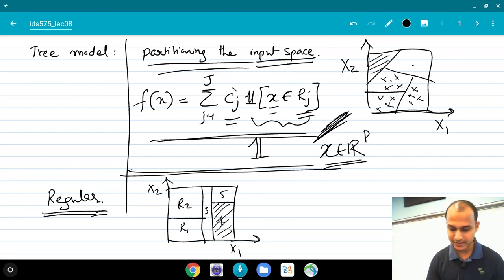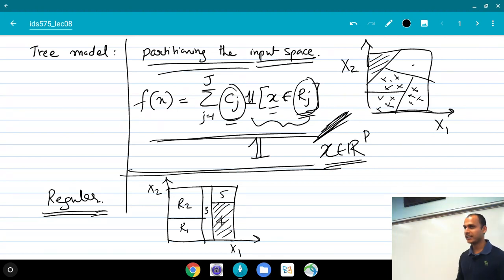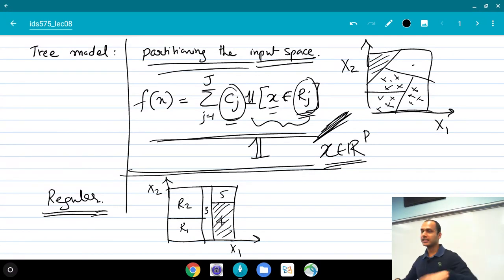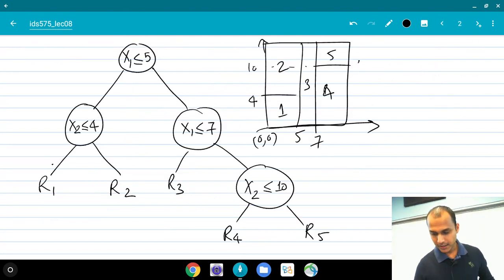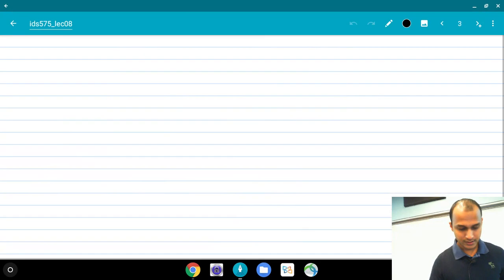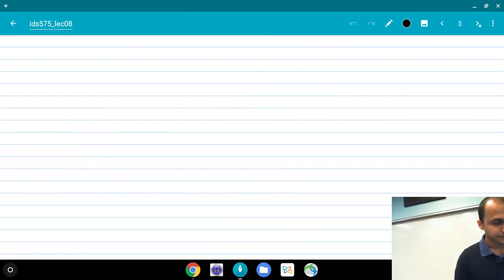So the parameters here are just the CJ and the regions, and J itself. If there are 10 regions, then 10 is a parameter, but you can think of it as fixed, or maybe you're not controlling it directly. CJ is the numbers that you have to assign to the regions, and the regions themselves. How are you going to describe the regions?